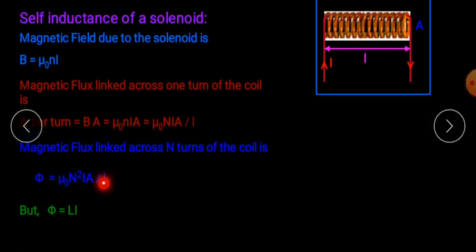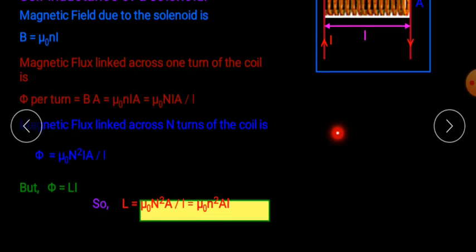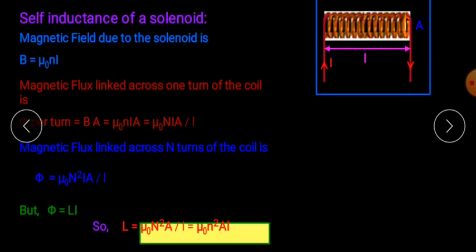But we know that phi = L I. From this equation and the previous equation, we can write L I = mu naught N squared I A / l, or L = mu naught N squared A / l. This is the self-inductance of a solenoid. I hope this point is clear to you.